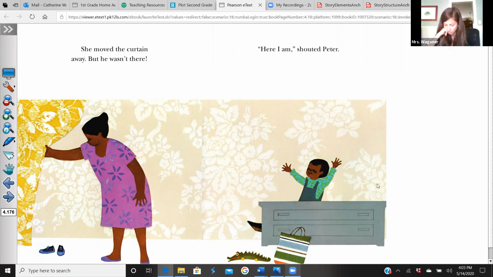What do you think the author wants us to understand about Peter when he shows us that Peter plays a trick on his mother? What does the author want us to understand about Peter? How did Peter trick his mother? Why did she think he was behind the curtain?